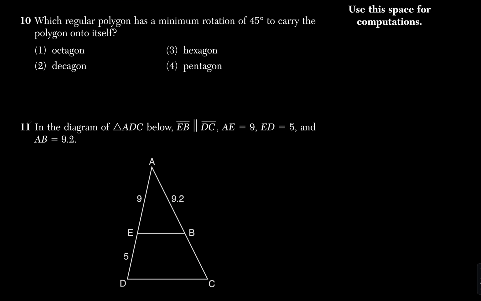Okay, number 10. Which regular polygon has a minimum rotation of 45 degrees to carry the polygon onto itself? Okay, so in order for a polygon to carry onto itself, what you need to do is take 360 degrees, divide it by the number of sides of that polygon, and then see if it has a multiple of 45. But we need a minimum of 45. So let's try with an octagon. An octagon is an 8-sided figure. So 360 divided by 8 gives us 45 degrees. So that is the correct one, an octagon.